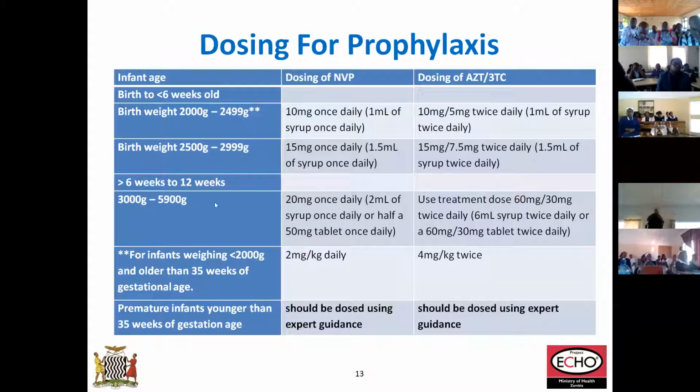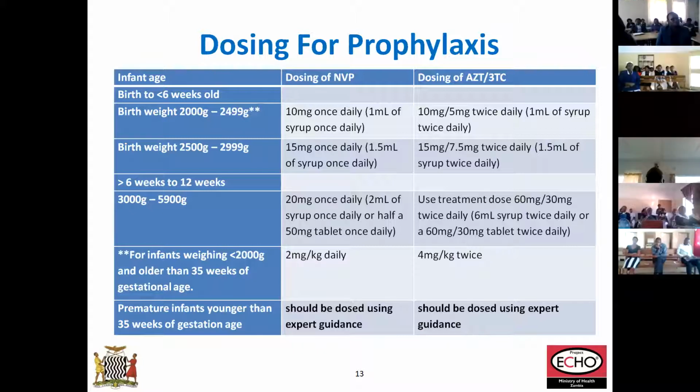The other one is the infant weighing less than 2 kgs and more than 35 weeks. There's also a dose there, 2 milligrams per kg daily. And for the zidovudine/lamivudine, I've put the dose of zidovudine at 4 milligrams per kg twice a day, because once you have calculated the dose of zidovudine, the lamivudine will fall in place, since this is a fixed-dose combination. Then for those who are premature, you have to call us so that we discuss how best we can manage the child, because sometimes the doses range depending on the gestation period.